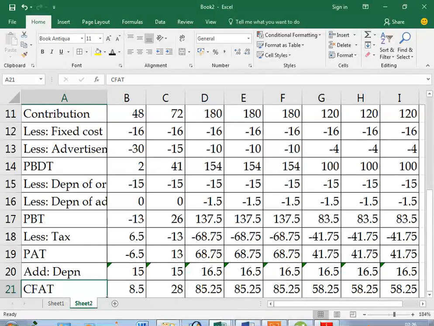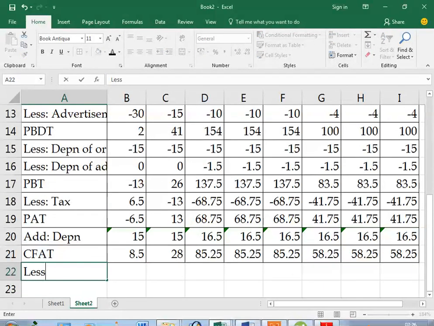Any doubts on the CFAT figure? Beyond CFAT, there are 3 adjustments. Payment for the original machine was fully done. There is a purchase of additional machine which I have to write. And the other thing is increase or decrease in working capital. Of these 3, in this question, there is one item. What is that?